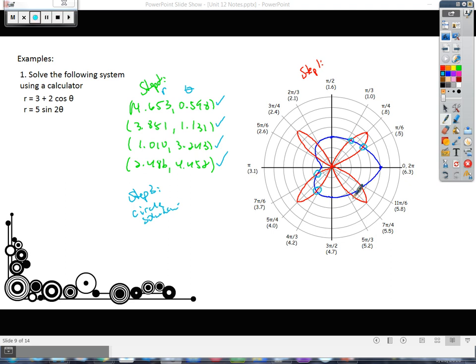These, though they look like they cross at different angle measures, they really don't meet at the same angle measure. They meet at different angle measures, kind of like I was explaining with our parametrics. So we really just have those 4 solutions, and those would be our answer.